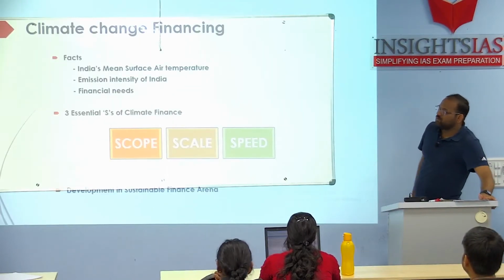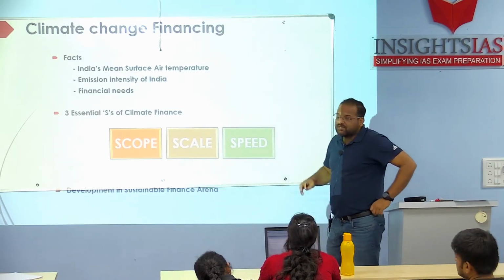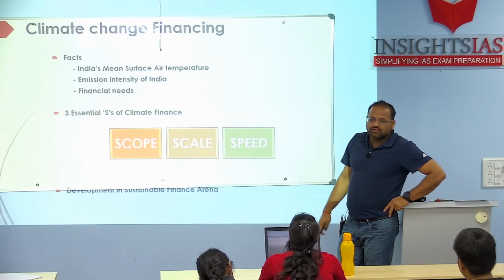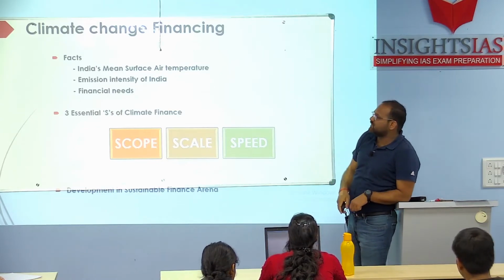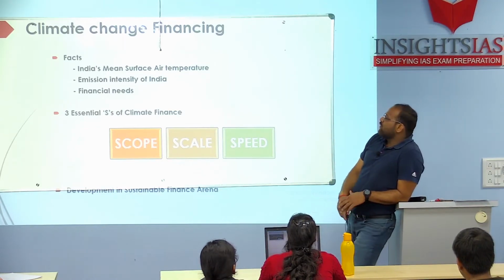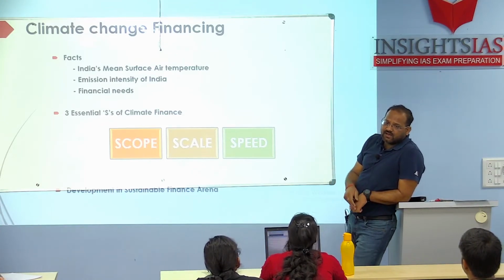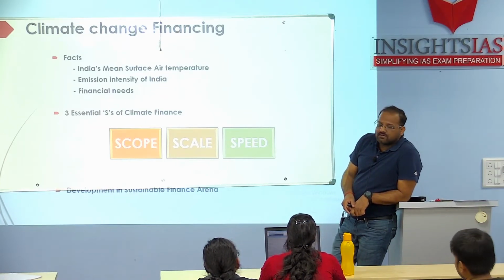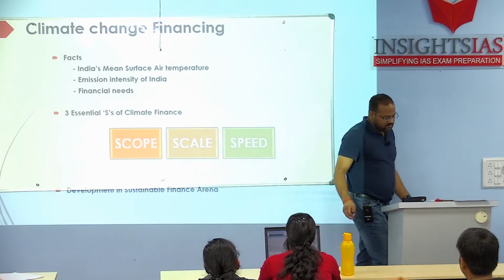Now comes sustainability. We also need to take care of climate change. Climate change and its financing is essential. In this, the only fodder material we get is with respect to financing of the climate change. So few facts we will talk about. What has been India's mean surface air temperature? We will see the data of it. Then we will see the data with respect to emission intensity of India. Then we will see the financial needs of India.